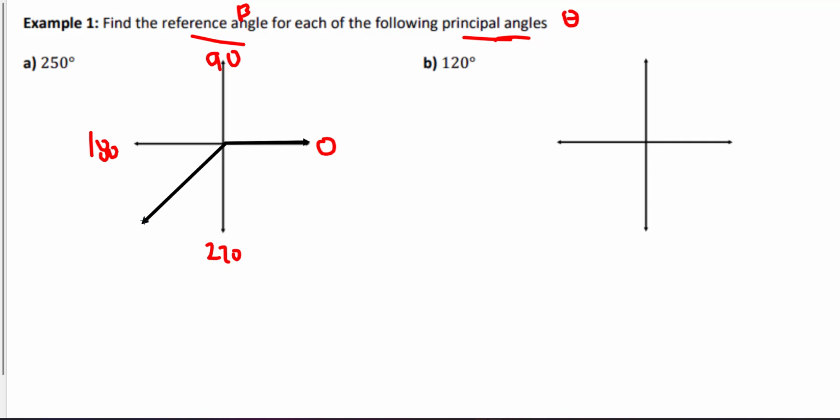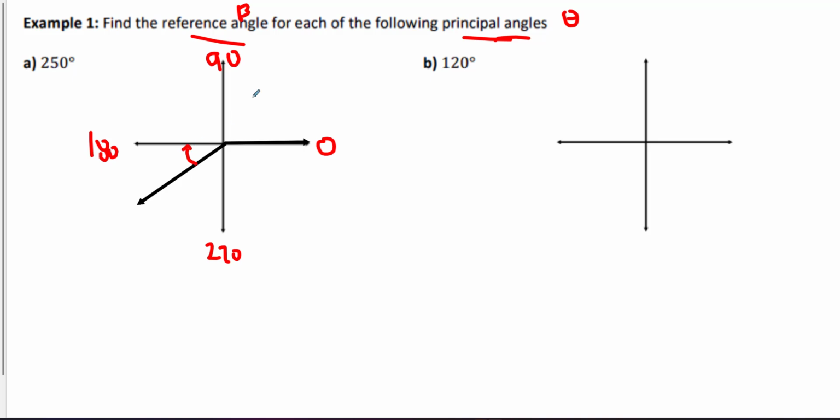Perfect. So quadrant 3. It doesn't really matter where in quadrant 3, just kind of put it in the center, because it's just all relative. So this is angle 250 degrees. Now, what is the reference angle here? Remember, 250 is from here to here, but beta is always from the terminal arm to the x-axis.